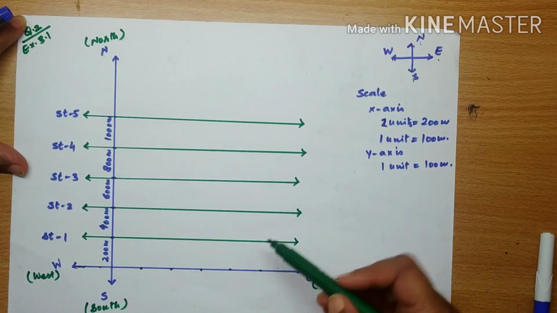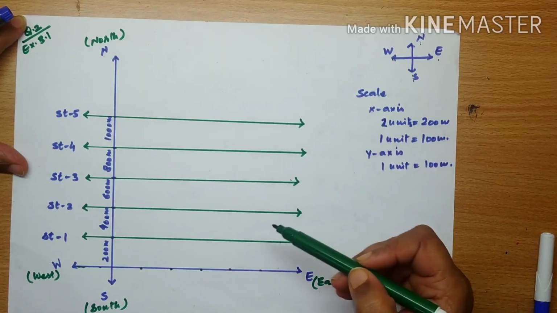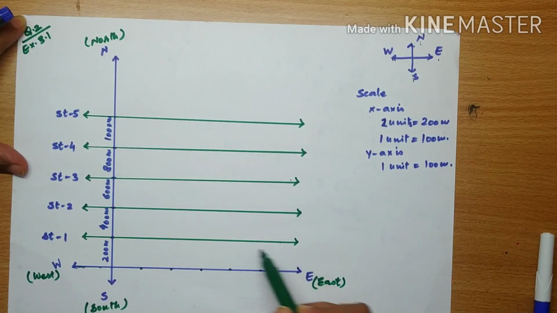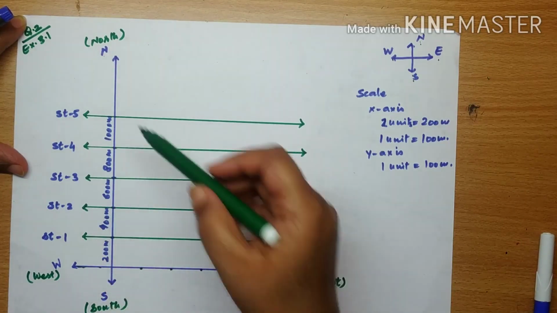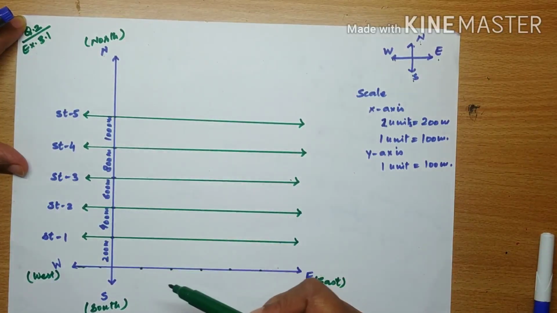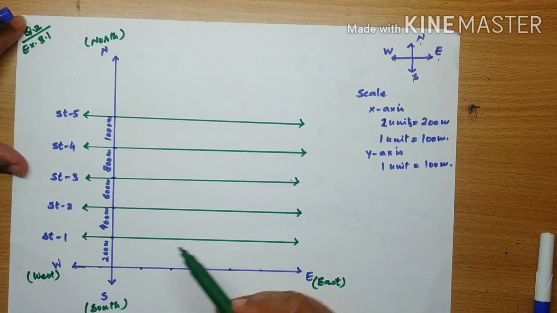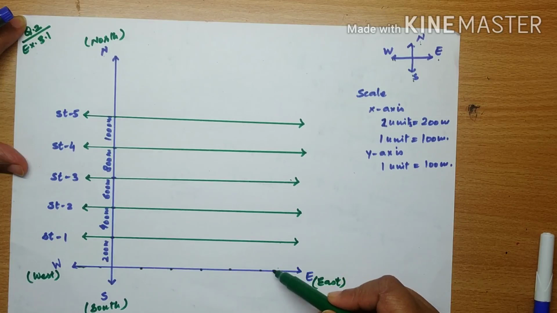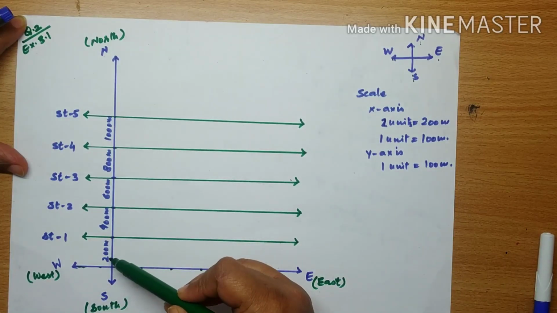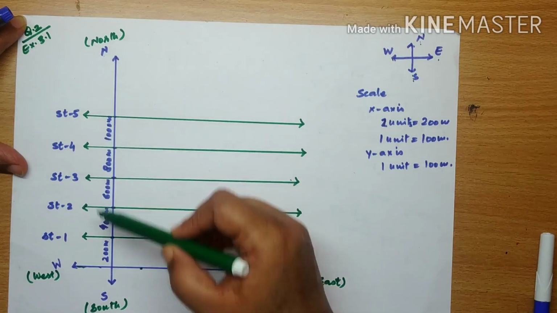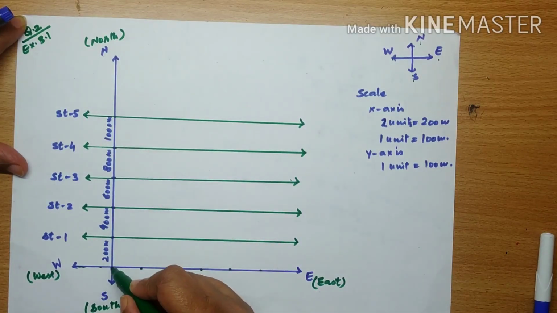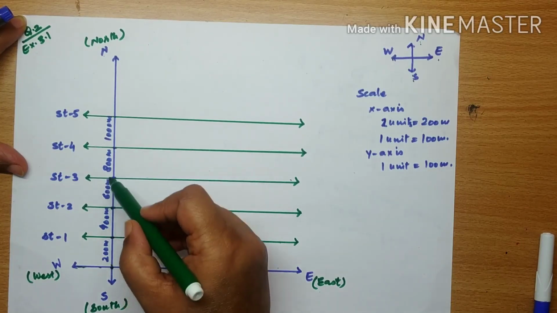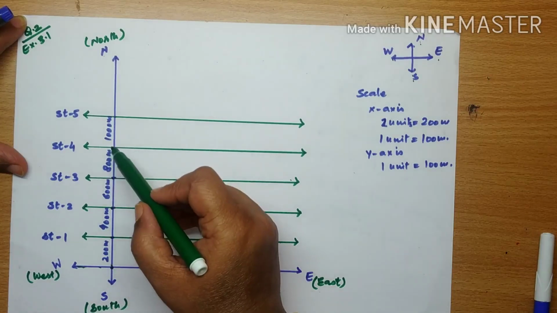Then he says there are 5 streets running parallel in each direction. So that means we have 5 streets which are running parallel in east to west direction, and we have 5 streets which are running parallel in north to south direction along these main roads. Each street is at a distance of 200 meters. So the distance between the two streets is 200 meter. So you can see I have marked 200, 400, 600, 800, 1000. So this is from the origin, the center, 200. Now the distance of street 2 will be 400, distance of street 3 will be 600, and so on.